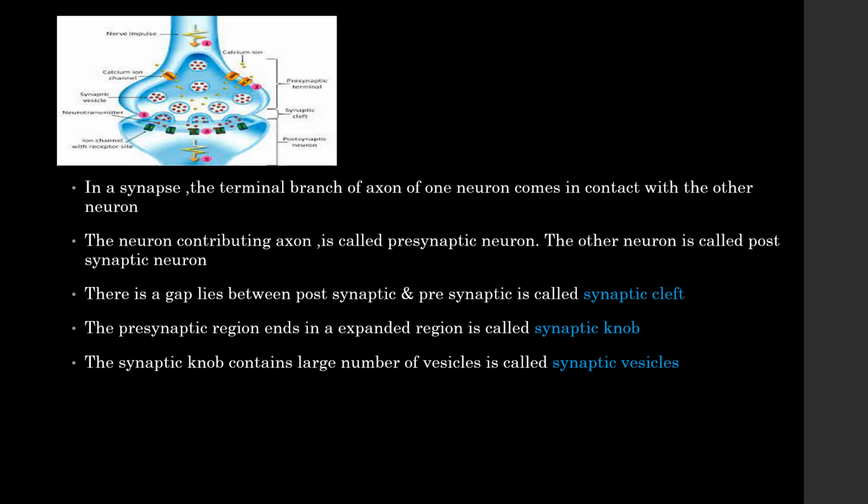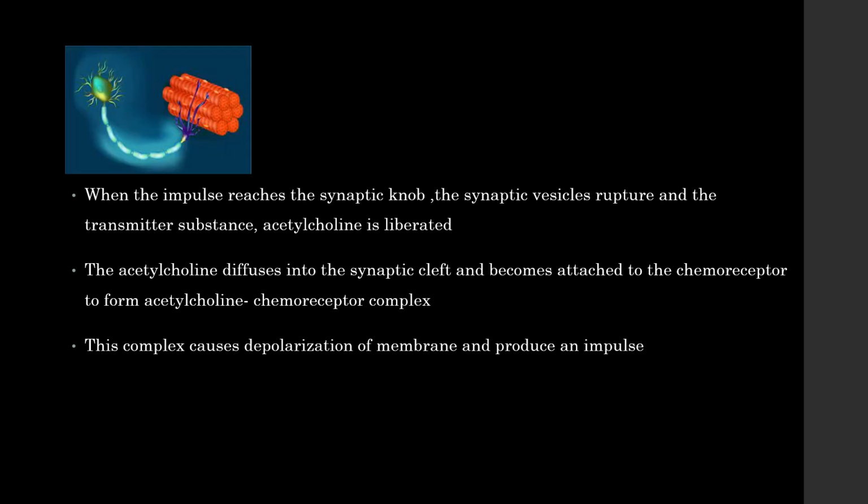Next is the mechanism of synaptic transmission. Here two types of neuron are involved. One is said to be the presynaptic neuron and another is said to be the postsynaptic neuron.